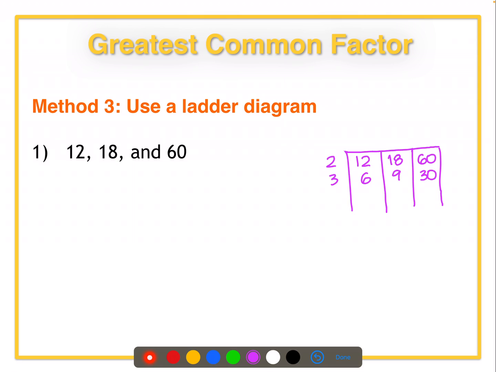By which number can we divide again? The 3 numbers by 3. They are all divisible by 3. So 6 divided by 3, the answer is 2. 9 divided by 3, the answer is 3. And 30 divided by 3, the answer is 10.